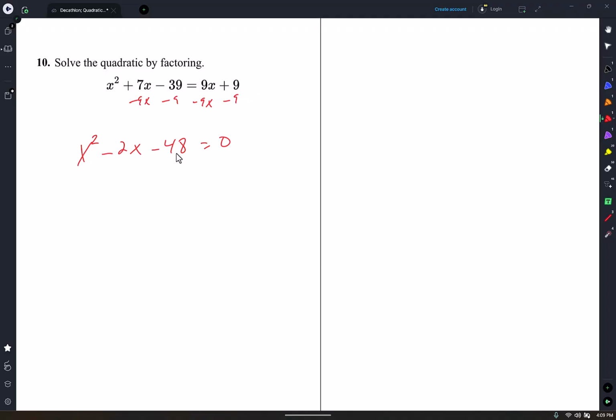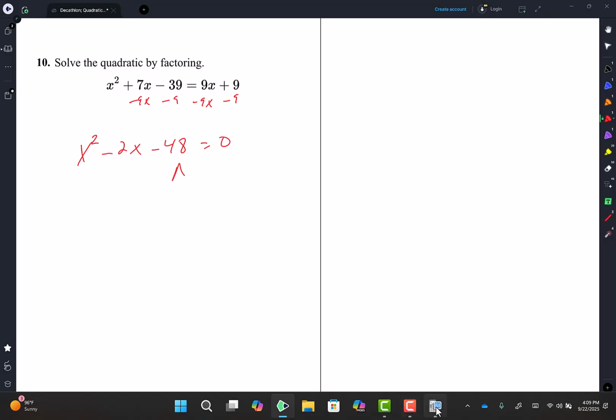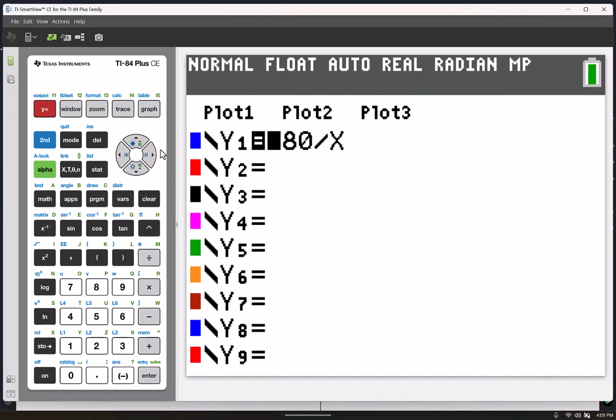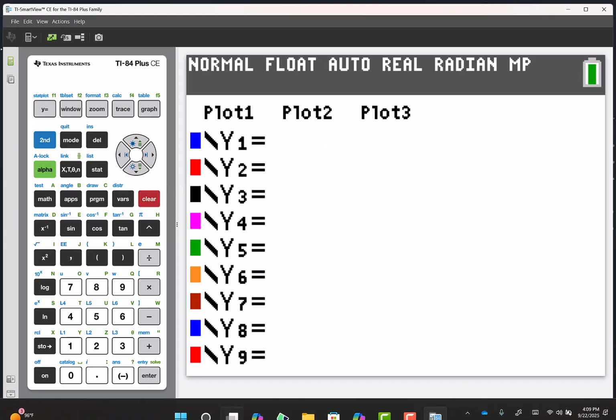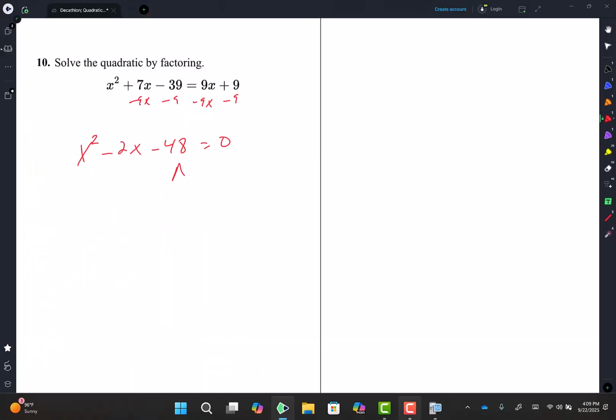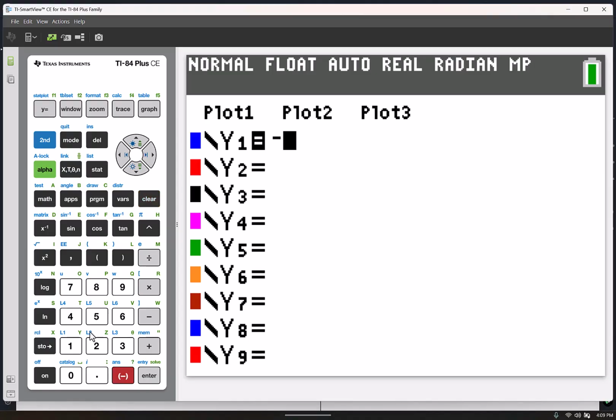Two numbers that when you multiply give you negative 48, but add up to a negative 2. Do you guys think of some numbers? Okay, we'll do it like this. I know you guys know. Maybe you're just scared to say it. Negative 48 divided by x.